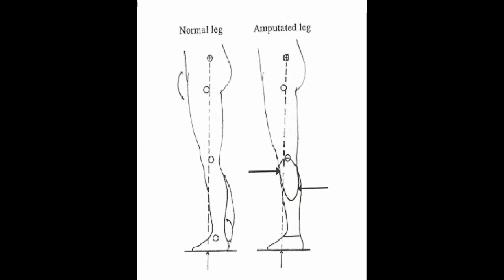But in amputee gait, the prosthetic leg has limited dorsiflexion action at the ankle. Therefore, as the body moves forward, the stump will tend to change its angulation in relation to the socket. Therefore, the pressures on the stump are anterior proximal and posterior distal.